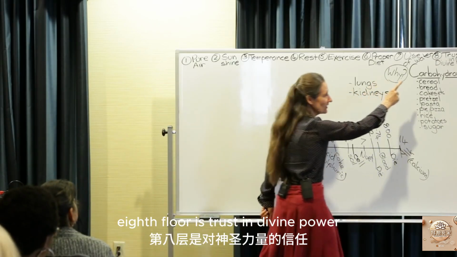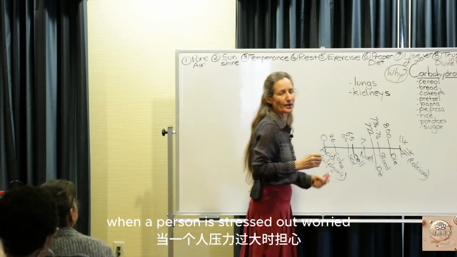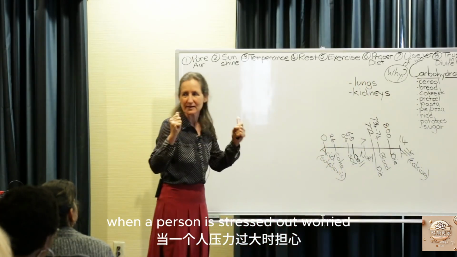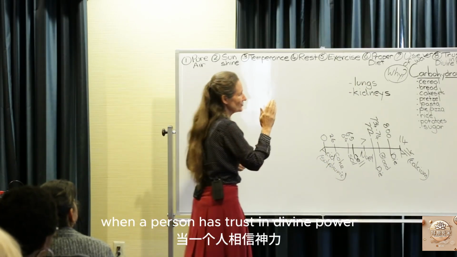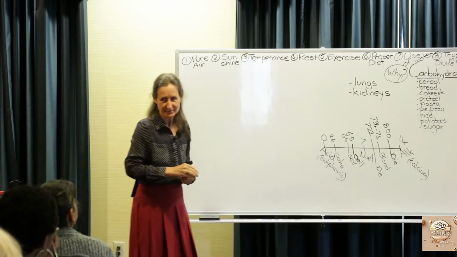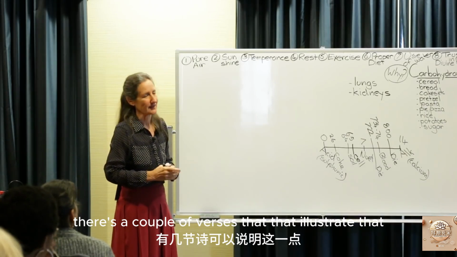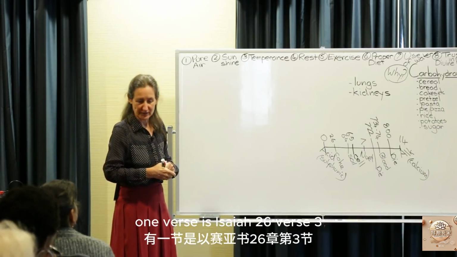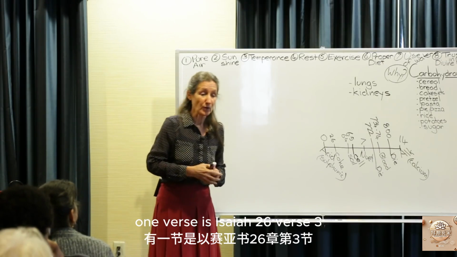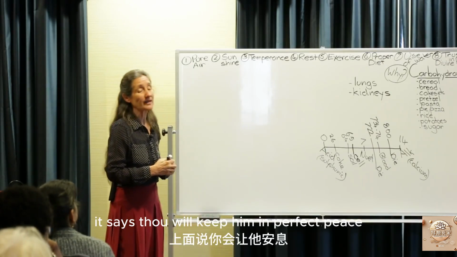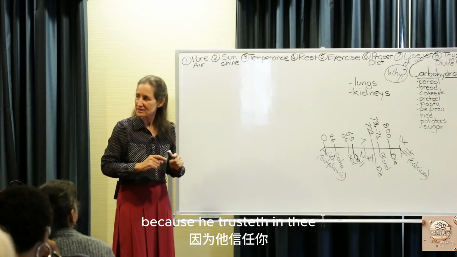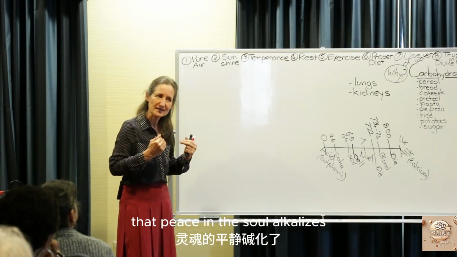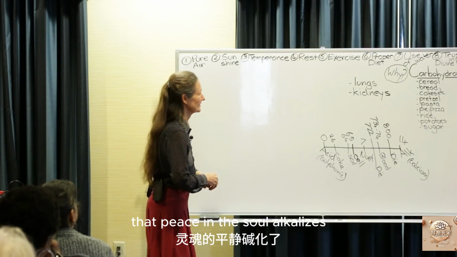The 8th law is trust in divine power. When a person is stressed out, worried, anxious, it creates an acid condition. When a person has trust in divine power, there's a couple of verses that illustrate that. One verse is Isaiah 26 verse 3. It says, "Thou wilt keep him in perfect peace, he whose mind is stayed on thee, because he trusteth in thee." That peace in the soul alkalizes.